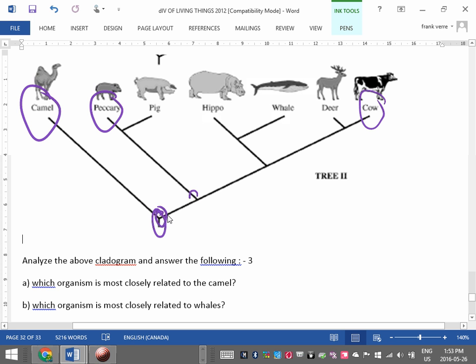Okay. Which organism is most closely related to the whale? Again, here's the hippo, here's the whale, here's the branch point. So you can see that if you compare the hippo and the deer, the whale's branch point is further back in time. You're going back in time this way. As you go towards the base of the tree, you're going further back in time.